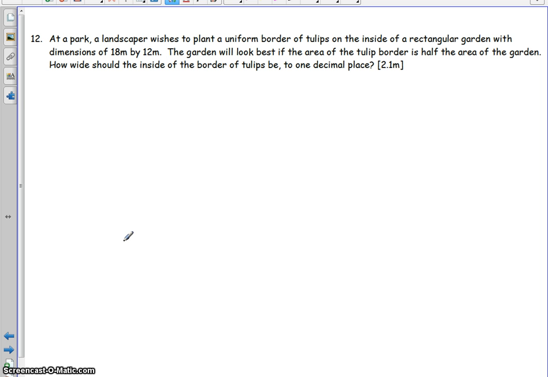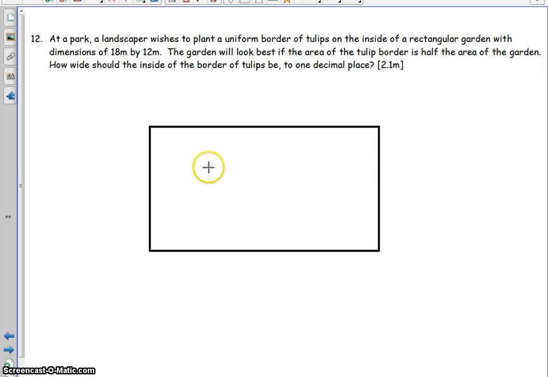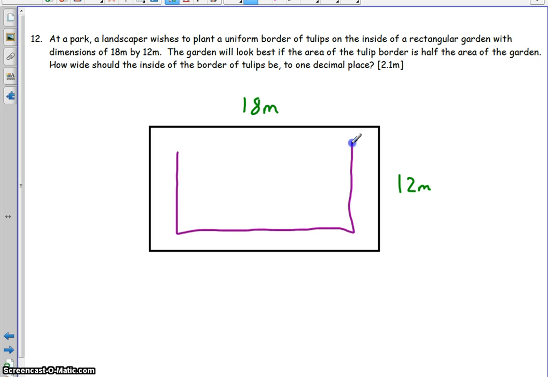So again, it's a little bit tricky to set up, but to start off here, what we have is a rectangular garden. So I'll draw that to start. So there's a rectangular garden, and we know that this garden has dimensions 18 meters by 12 meters. So let's write that on there, 18 meters by 12 meters. Okay, and this is what can get a little bit trickier to try and visualize here. So we want to plant a uniform border of tulips on the inside of this garden. So we're going to have a border along the inside. It looks something like this. Let's try that again.